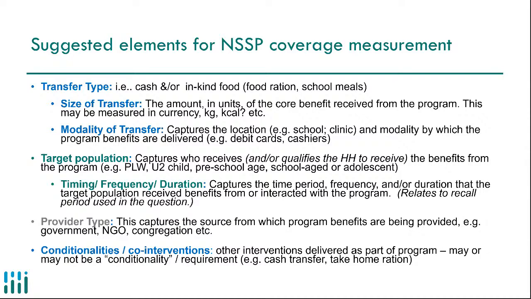The provider type captures the source from which program benefits are being provided. So whether they're coming from the government, NGO, or community, etc. And finally, conditionalities or co-interventions. This captures other interventions that are delivered as part of the program, and they may or may not actually be a conditionality or a requirement to receive the benefit. So for instance, cash transfers or take-home rations or other parts of multi-component programs.